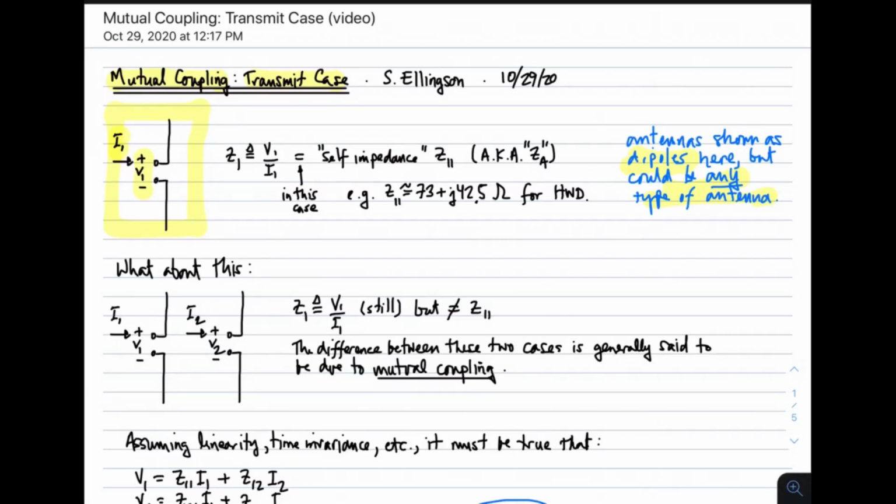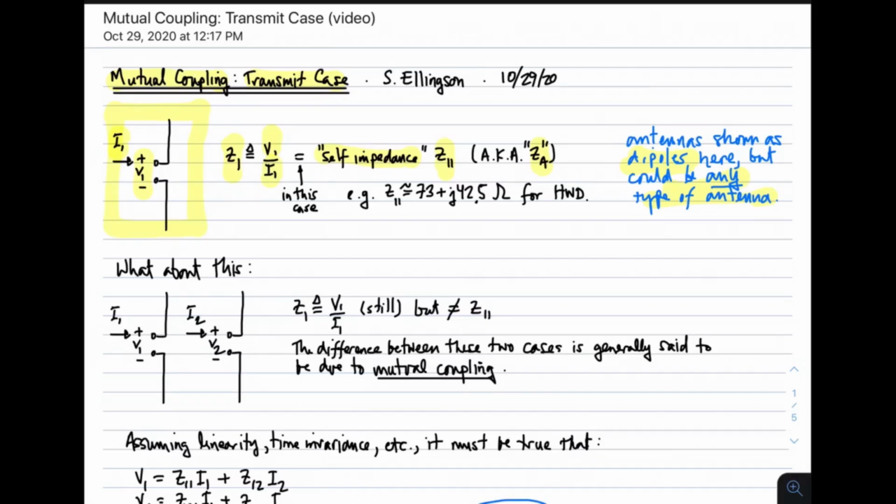Here we can define an impedance Z sub 1, which as usual is the ratio of a voltage to a current. So here V sub 1 divided by I sub 1. And in this scenario, this is just the self-impedance. This is sometimes indicated as Z sub 11, for reasons that will become apparent later in this lecture. In other lectures, we may have referred to this as Z sub A. In any event, we're talking about the self-impedance, that is, the ratio of voltage to current at the antenna terminals when there's nothing else but this one antenna in the entire universe.